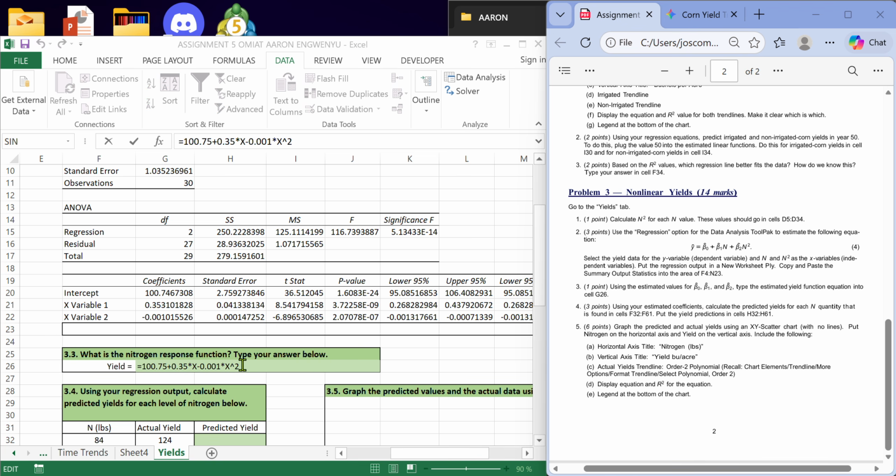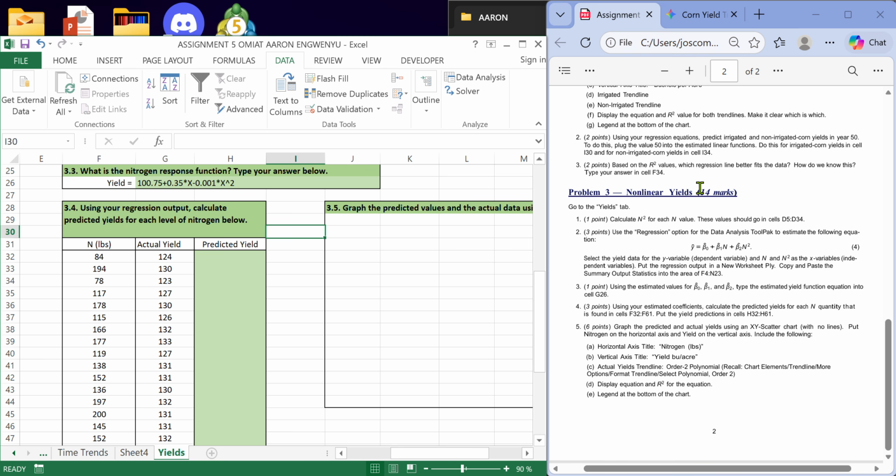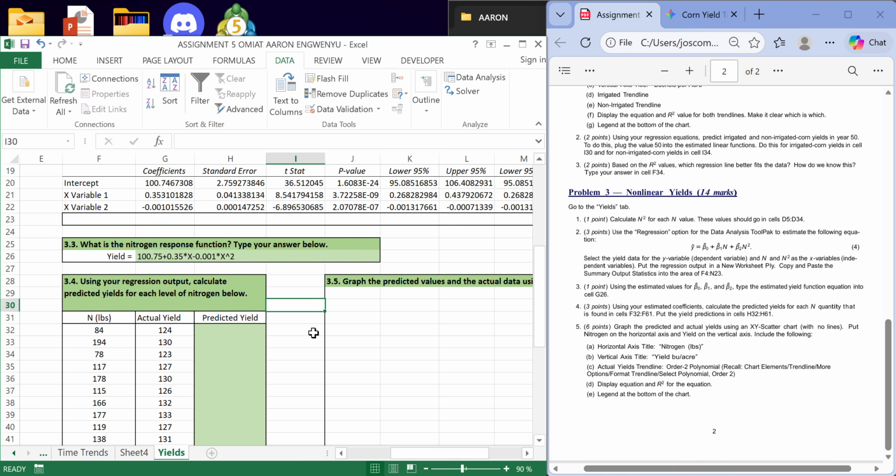I don't know. I think, what is the nitrogen response function? Maybe remove the R. Yeah, sorry, now seen my issue. The equal sign was already here. They just wanted this, and that's all. Now going ahead, using your estimated coefficients. Yes, the coefficients are here.